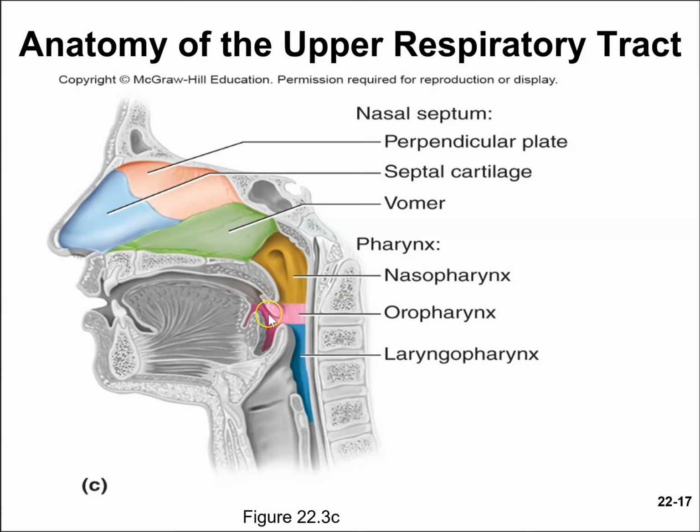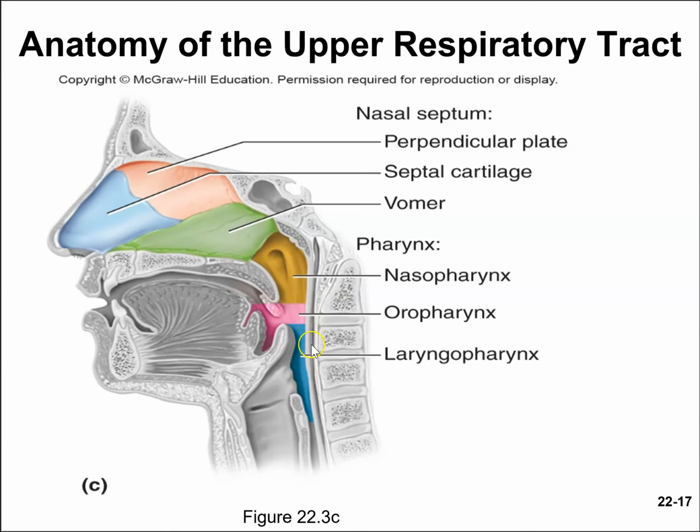Now, the oropharynx contains two sets of tonsils, which are the palatine tonsils and the lingual tonsils. The palatine tonsils are present in the oropharynx, and the lingual tonsils are located at the base of the tongue. Because these are tonsils, they are also a part of lymphoid tissue. So the tonsils in the oropharynx help in trapping pathogens to prevent infection in the body.